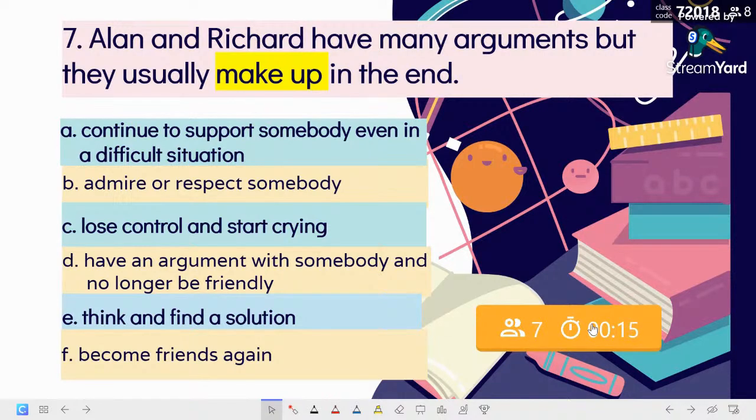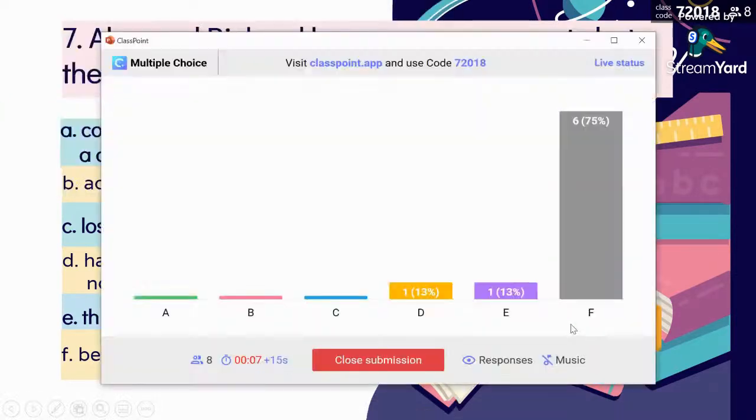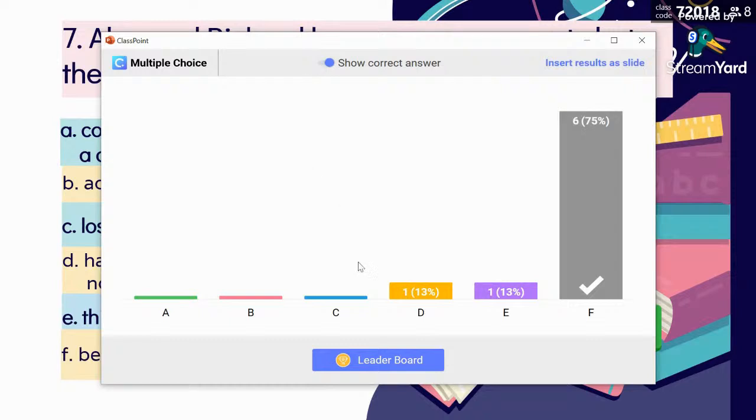Alright, is Chantal here today? No. Okay, Farhana, Fatin. Okay, 8. Okay, there's a mixture. They have D and E. Okay, but the majority answer F. Okay, yeah.